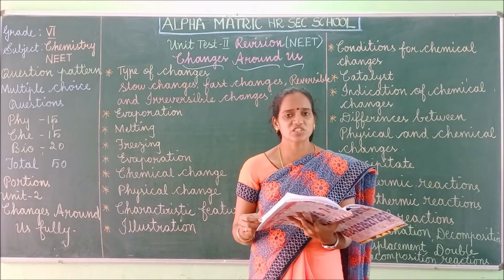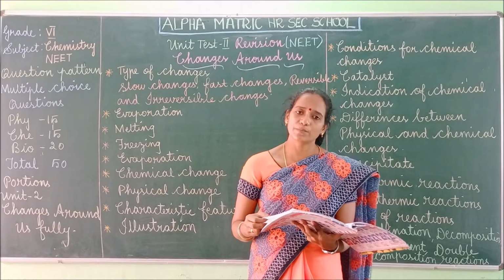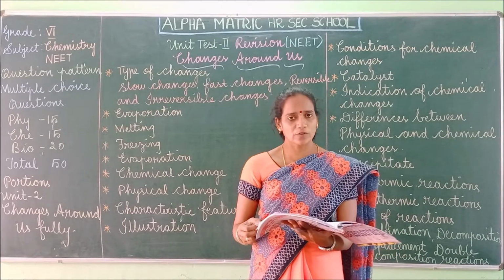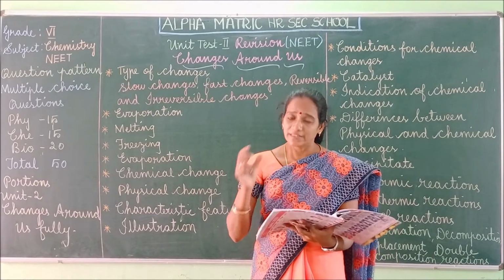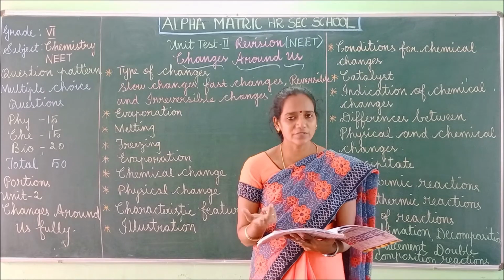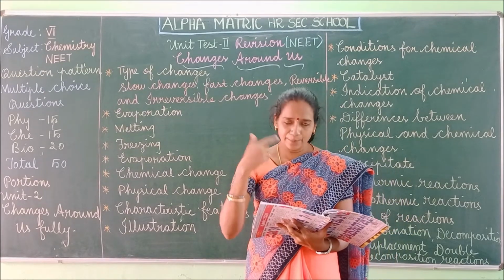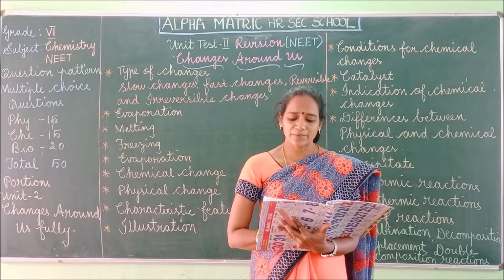So this definition also you can write, and write some examples like burning, cooking, even rusting also you can write. Rusting of iron also will come under irreversible change only. It is a slow change, but it is an irreversible change, right? Okay. Next, the same page number, at the top you see, definitions are given.